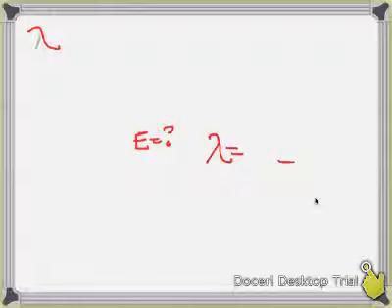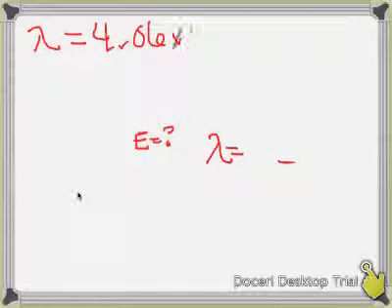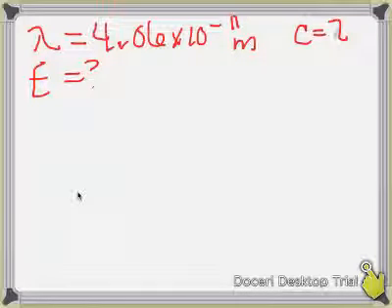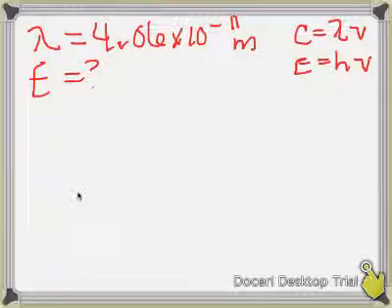So my wavelength is equal to 4.06 times 10 to the negative 11 meters. We're good there. Okay, it is wanting us to solve for energy. So think about our equations. We have C is equal to wavelength times frequency, and we know energy is equal to H times frequency.